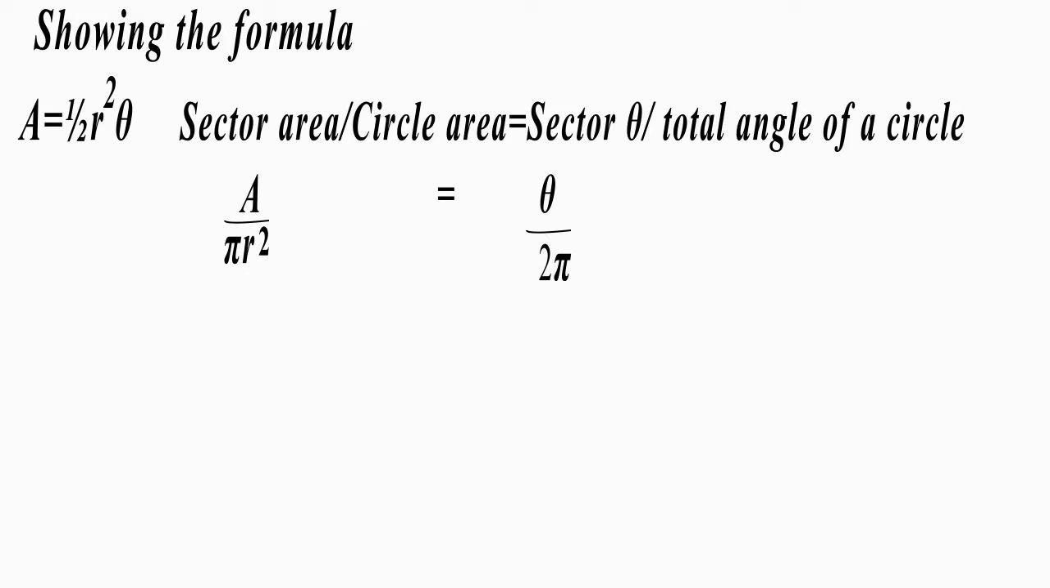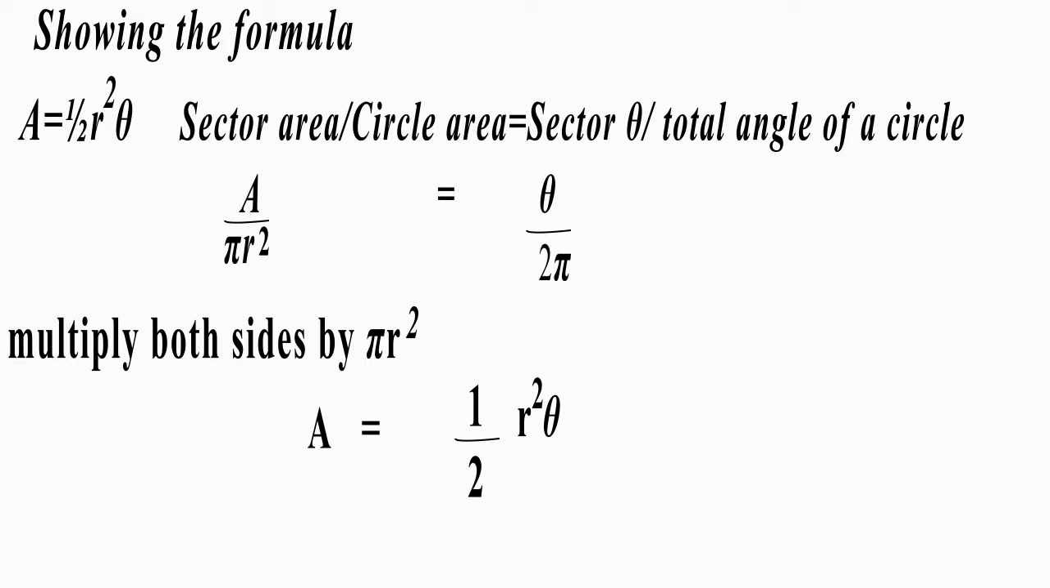The proof of this is pretty similar to L equals r theta, except instead of using the length of the arc, we use the sector area and put that over the total area of a circle, which is A over pi r squared. This should be equal to the sector angle over the total angle of a circle, so theta over 2 pi. When we multiply both sides by pi r squared, the pi's cancel and we're left with A equals half of r squared theta.